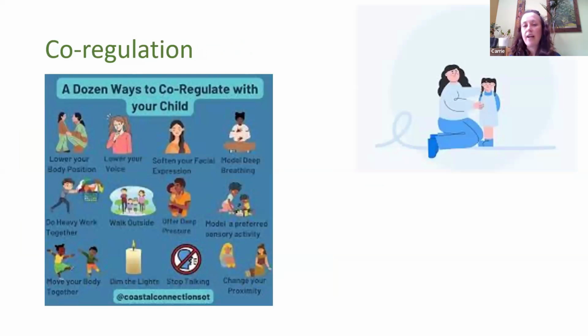So with our children and their emotions, for many of our autistic learners, the school day can be overwhelming, and there may become times that they do dysregulate. So I just really wanted to touch on co-regulation and how we support our children with that.